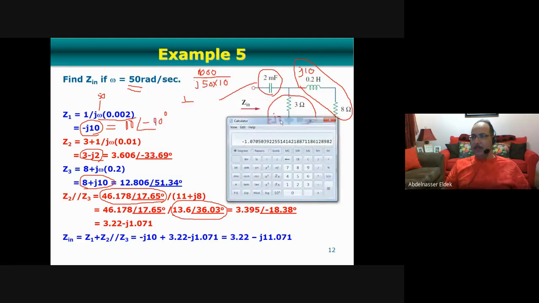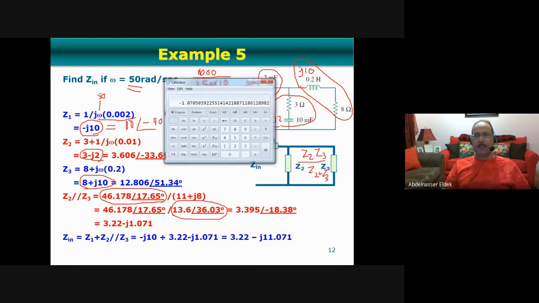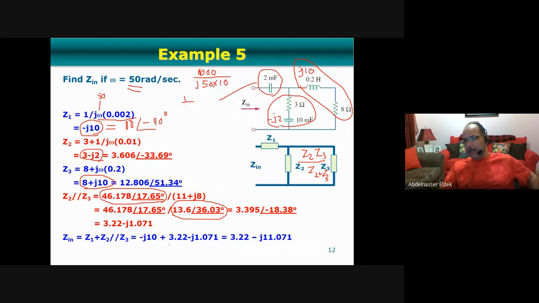Then what you need to do now is to add this one to Z1, which is negative j10. So all you have to do is just add negative j10 to the imaginary here. The real will be the same, will not change. The imaginary, you add 10, will be negative 11.06, like this. So this is the total input impedance for this circuit.